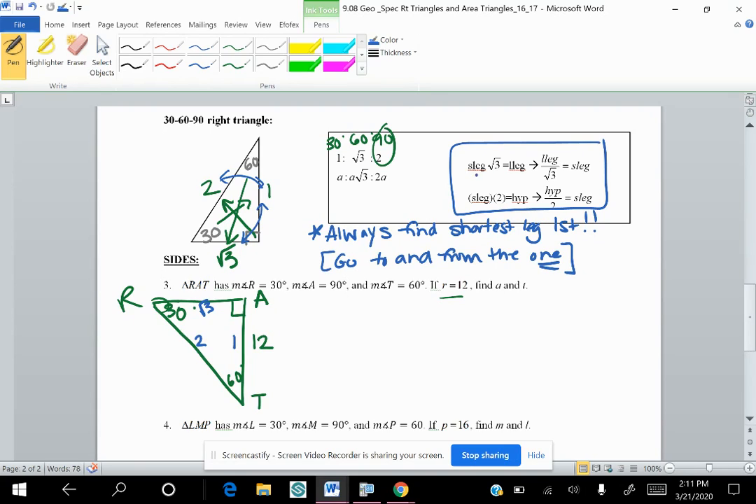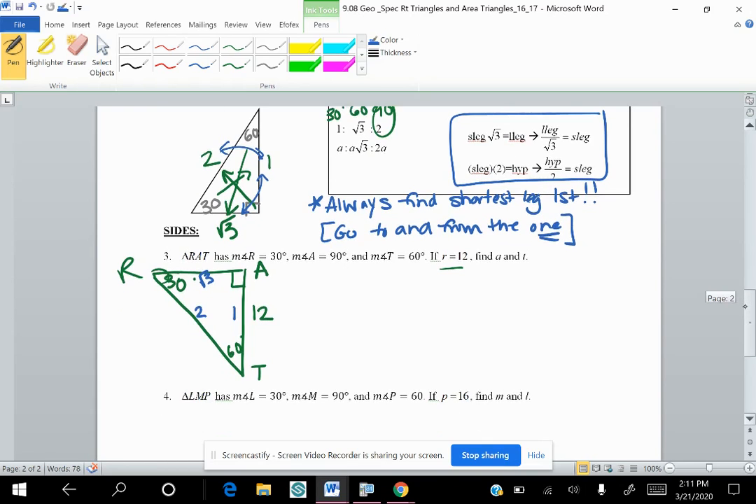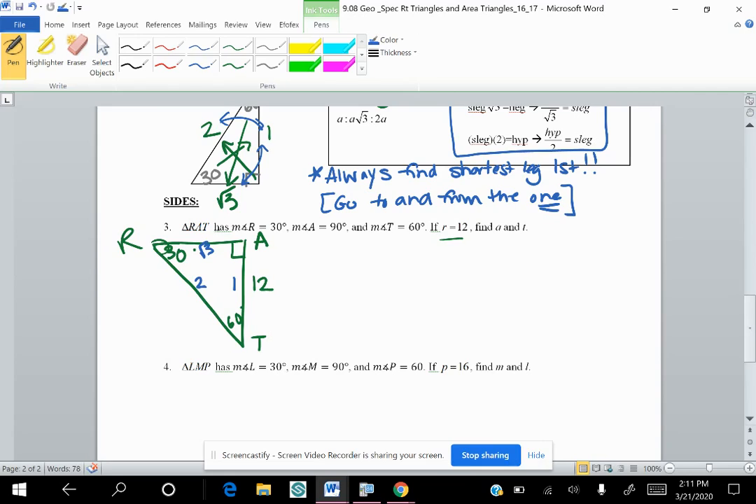S stands for short leg, L is the long leg. But really, you can just figure it out by looking at the triangle. So if you had to go from 2 to rad 3, then you'd have to multiply by rad 3 and divide by 2, which is just too much work. So always go to and from the 1.